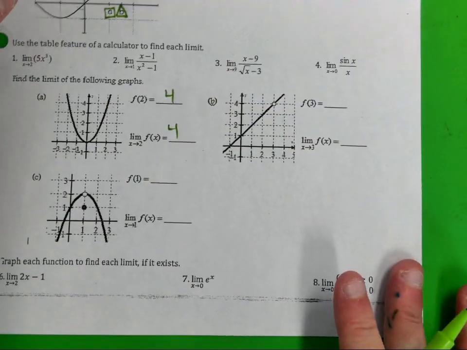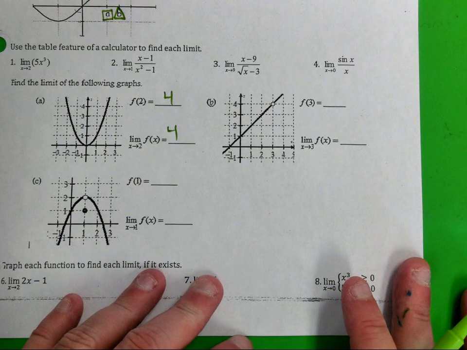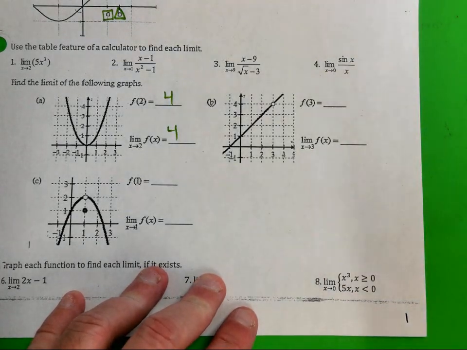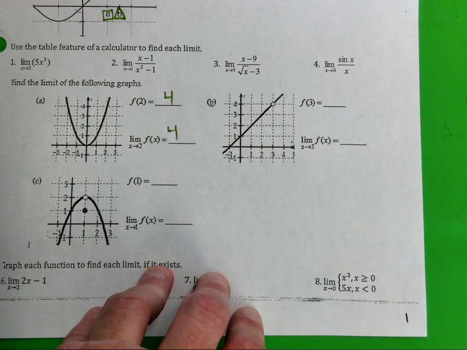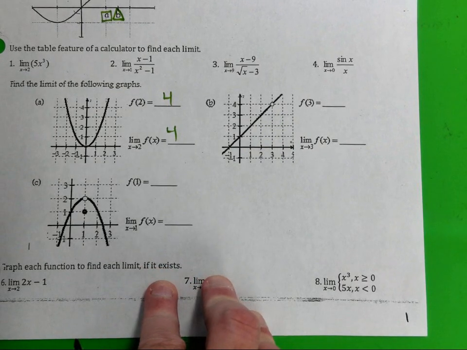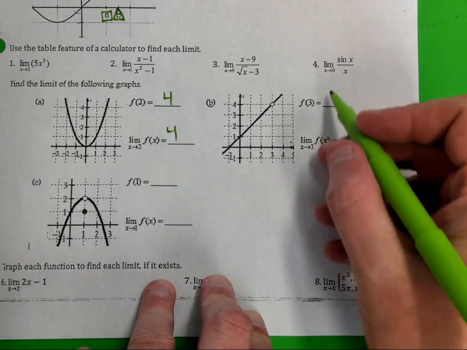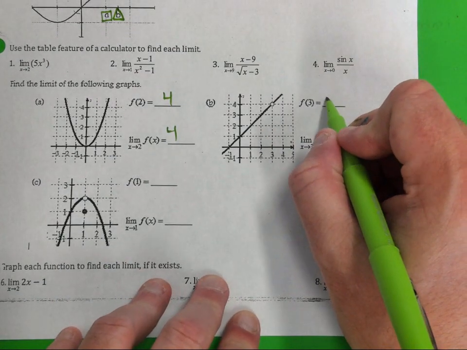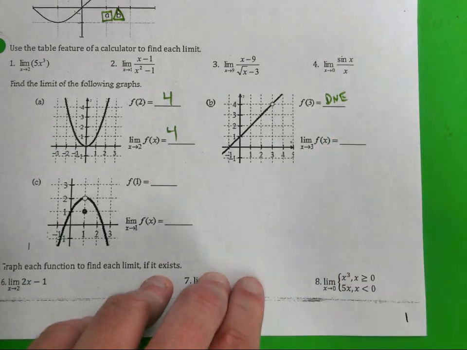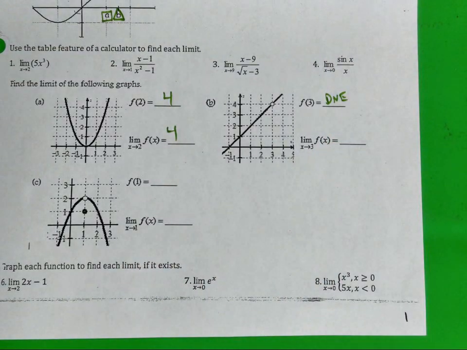Let's look at B. f of 3. I want the straight up answer for f of 3. I go to 3, I go up. What do I have there? I have an open dot, don't I? So what would be my answer here? Undefined or does not exist. You can put either one. Because it's undefined, there's an open dot there.